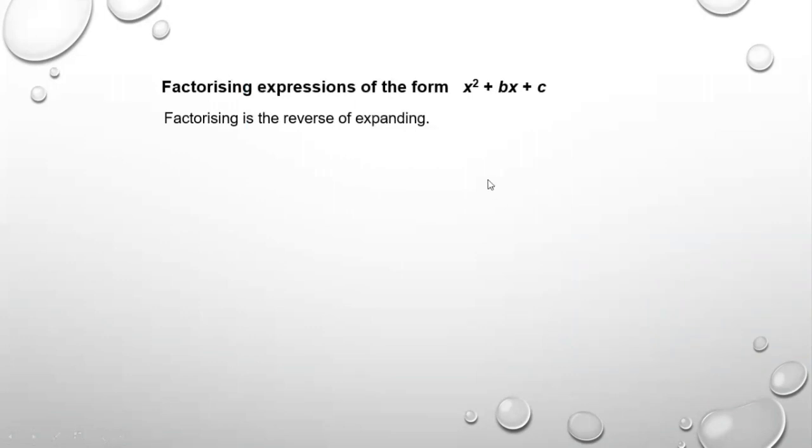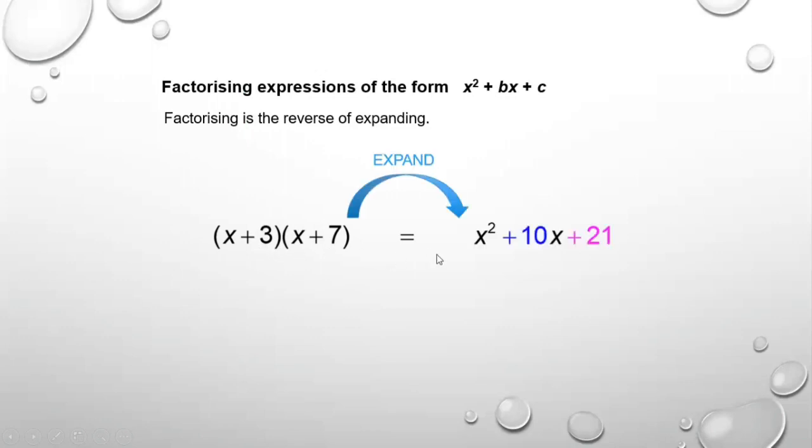So we are going to learn how to factorize the expression which is in the form of x square plus bx plus c. So actually we are going to learn how to factorize by splitting the middle term. Factorizing is the reverse of expanding, that we have also seen in the previous video. Now, when we multiply the factors x plus 3 and x plus 7, what we get is x square plus 10x plus 21. And when we factorize x square plus 10x plus 21, what we get is x plus 3 into x plus 7. So factorization and expanding are reverse operations.